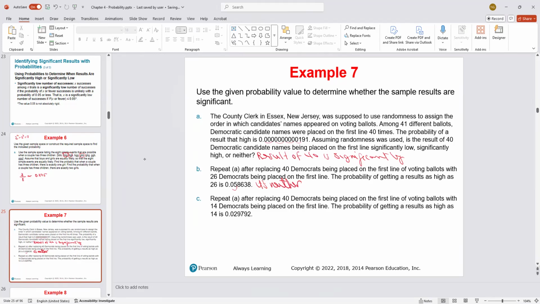It's neither. Now repeat the same exercise, replacing the 40 Democrats being placed on the first line of voting ballots with 14 Democrats being placed on the first line. Now you see we go down to 14. The probability of getting a result as high as 14 is 2 point something. You see 2.9, almost 3%. For this one, what would you say? The result of 14 Democrats being placed on the first line is significantly low.